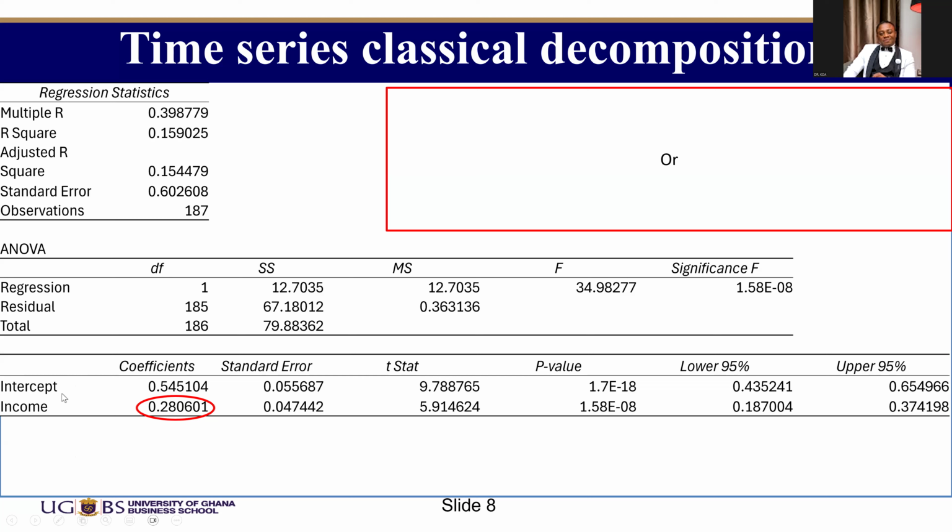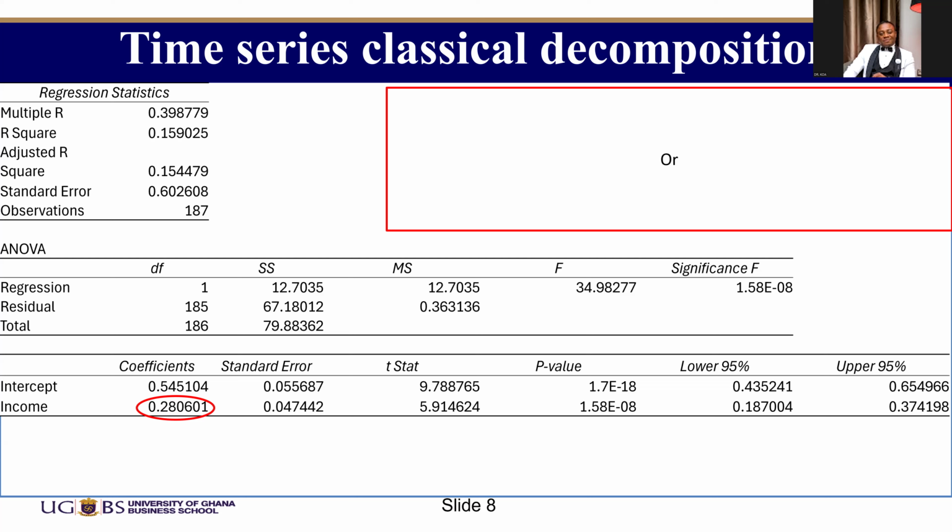Now, the relationship is positive. We know that. More income, more consumption. And it is still positive here. But what does this mean? This means that if you should increase income by just 1 unit, consumption will increase by 0.28 units. That's what it means. In other words, if income were to rise by 100%, consumption will go up by 28%.